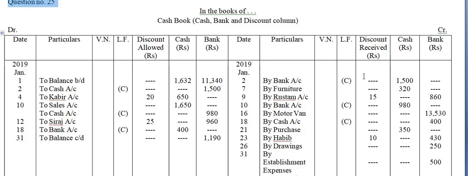Now you can see in question number 25 that you have to prepare a three column cash book. So this is your triple column cash book. In the books of, you write the name, and after that you will write cash book, and in the bracket you must write cash, bank, and discount column. So that's your debit side and this is your credit side. Date, particulars, voucher number, ledger folio, discount allowed, cash, bank, and then date, particulars, voucher number, ledger folio, discount received towards the credit side, and then cash and bank.